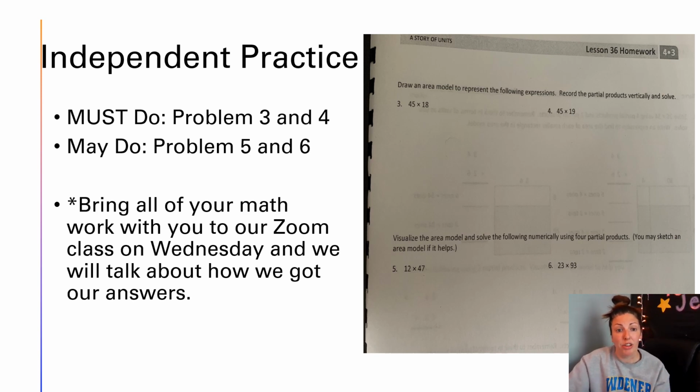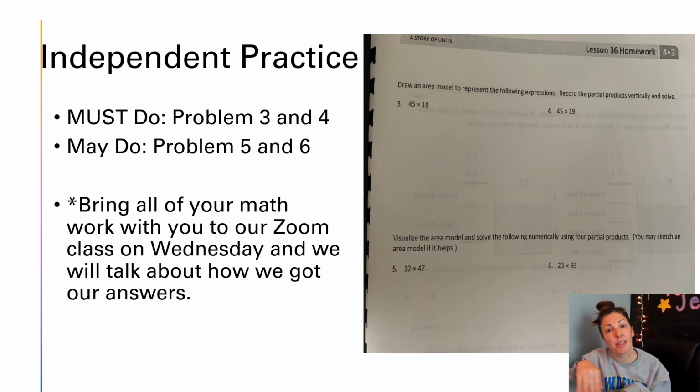Then, if you would like to do some extra work, you can do one, or you can do both of them, if you would like to. That's fine. Number 5 and number 6. So what the directions say is to visualize, and I know you're used to visualizing, and you've heard that word in ELA and science and social studies. Kind of think of a picture of it in your mind. So visualize the area model.